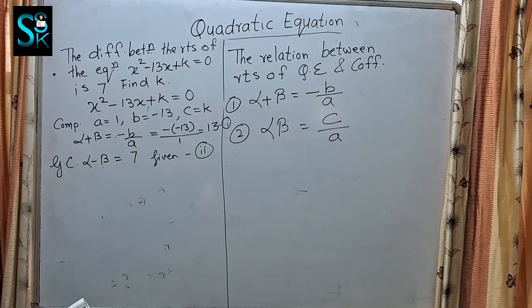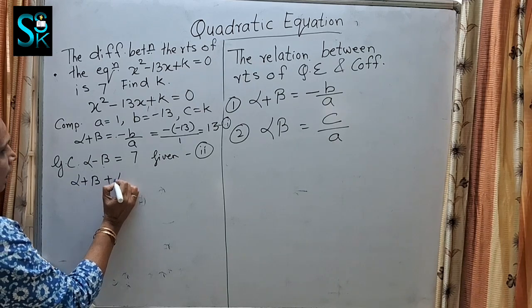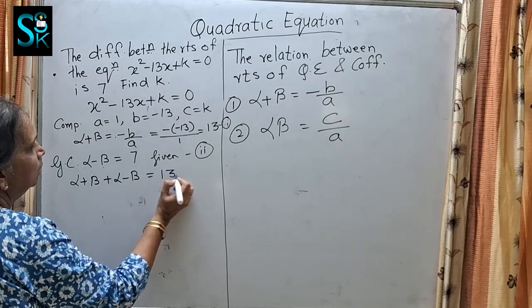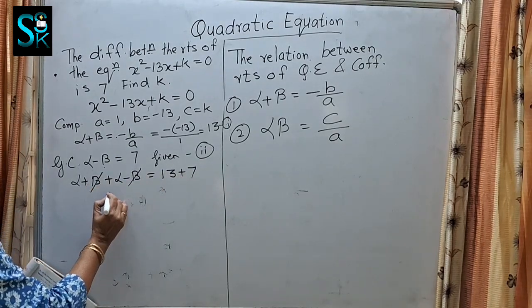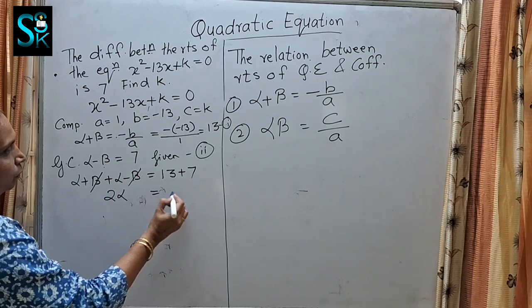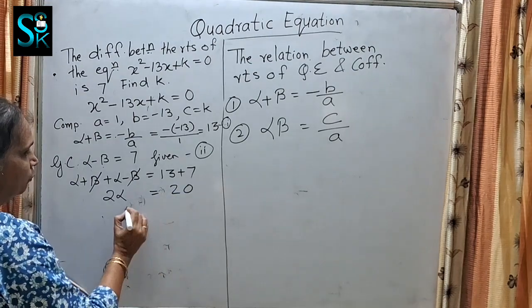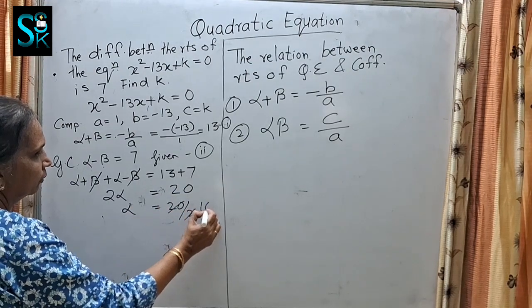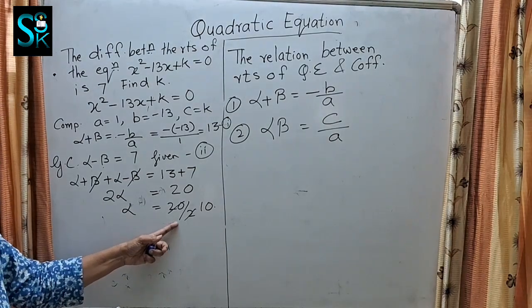Alpha plus alpha, I'll just do it: alpha plus beta plus alpha minus beta is equal to 13 plus 7. So beta will get cancelled. 2 alpha is equal to 20. Am I right? So alpha is equal to 20 divided by 2, that is 10. So now I got alpha as 10.